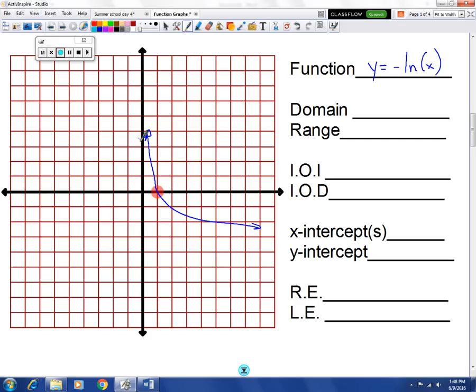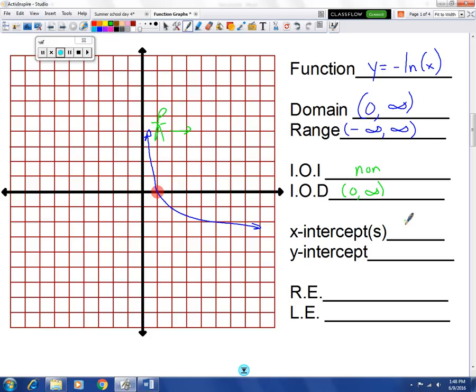Okay, domain, anything positive. You have to use a parenthesis there because you cannot use 0, so that means just above 0. Range, as it goes to the right, it becomes lower and lower. It reaches any low point you can imagine, and it goes to any high amount you can imagine. Is this function increasing or decreasing? Walk toward the right, going downhill. It doesn't have any interval of increase. It's all decreasing from 0 to infinity.